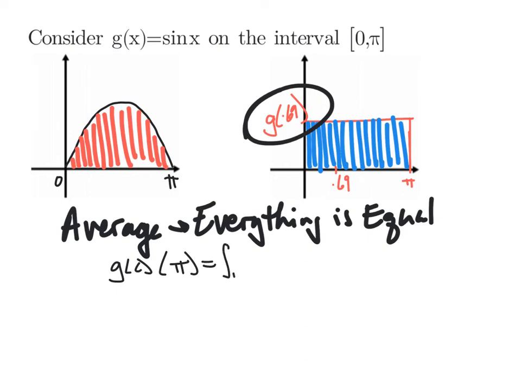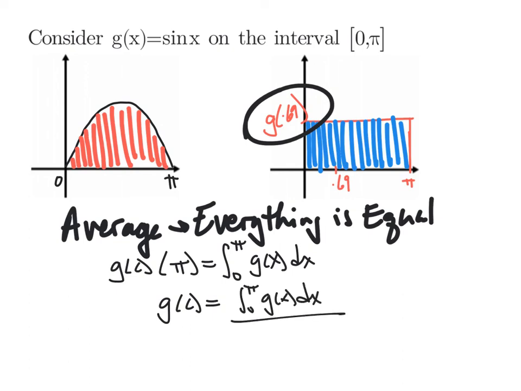So now if we generalize from the mean value theorem, we had that g of c times pi was equal to the integral from 0 to pi of g of x dx. If we want to know what the average value is, it's going to be that g of c part. And to get g of c alone, we have to take that integral and divide it by the width of the interval.